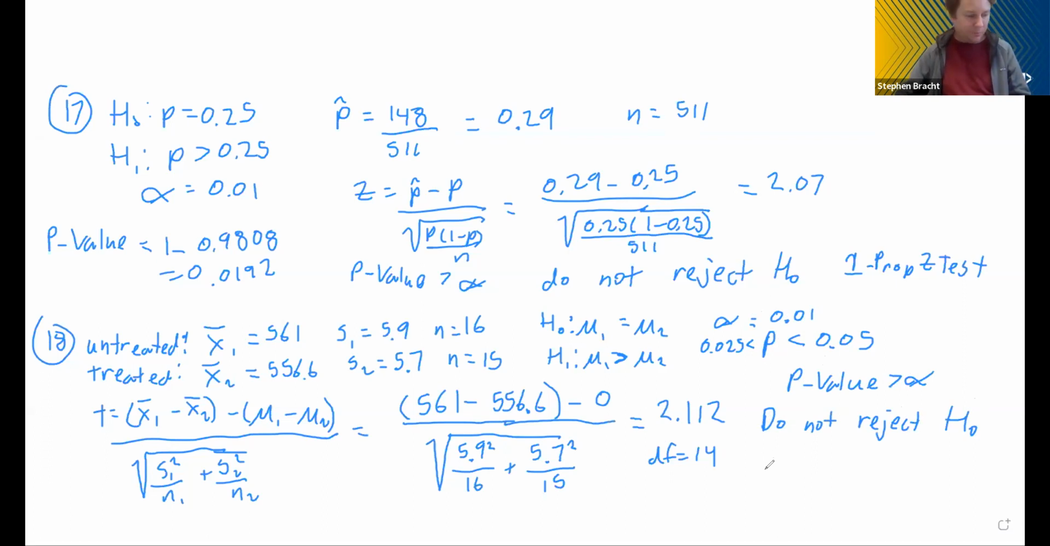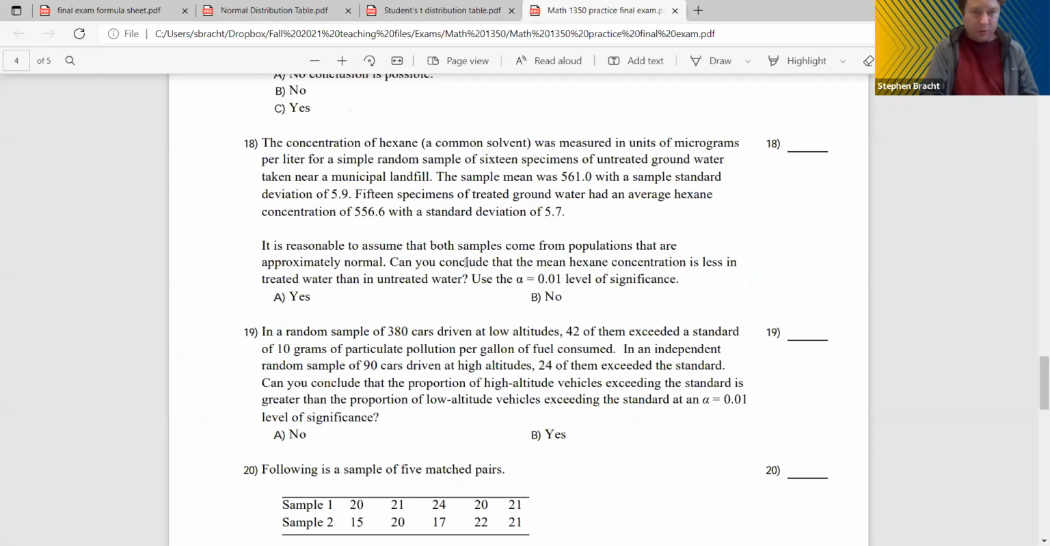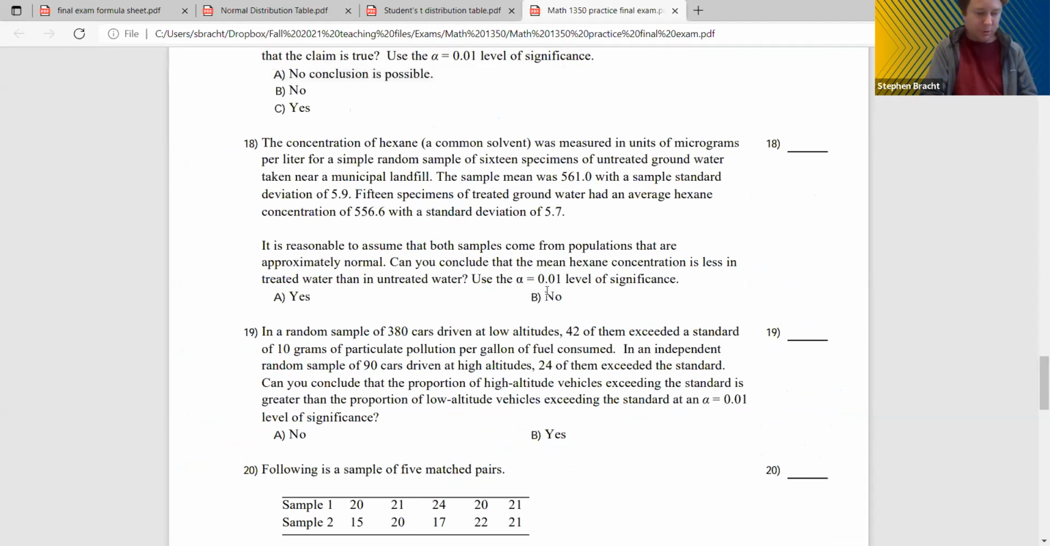And then for the calculator, you could use 2-SampTTest to do that. Okay, and that's it. So it says, can you conclude that the mean hexane concentration is less in treated water than in untreated water? You would answer no. Because we did not reject the null hypothesis, the answer is no.